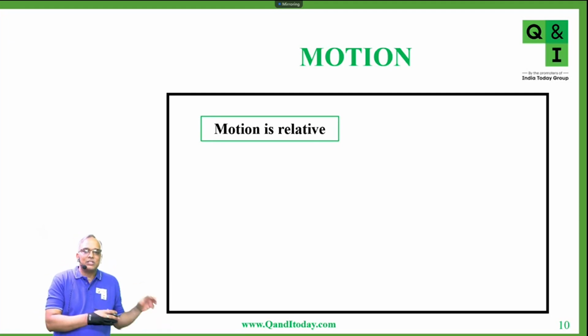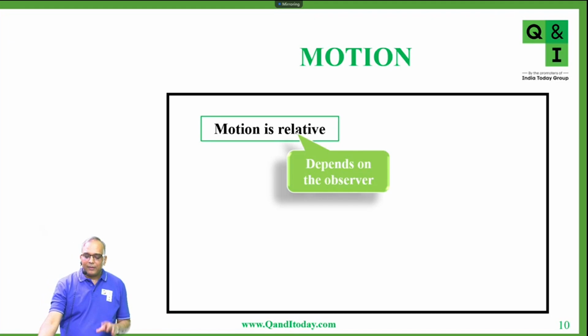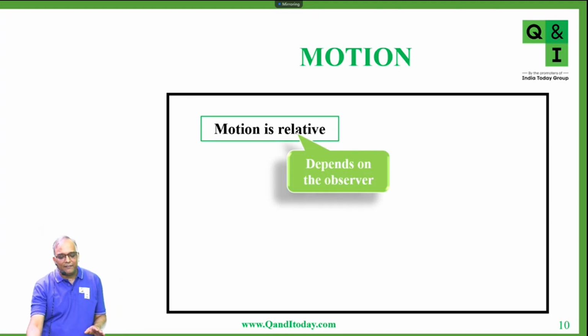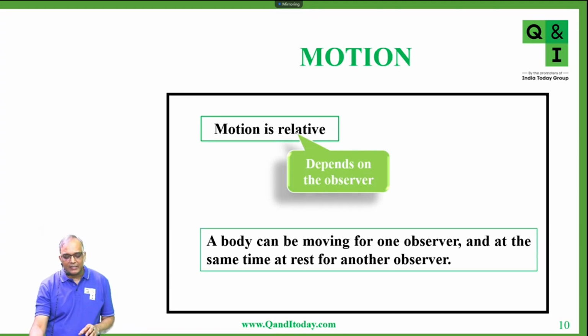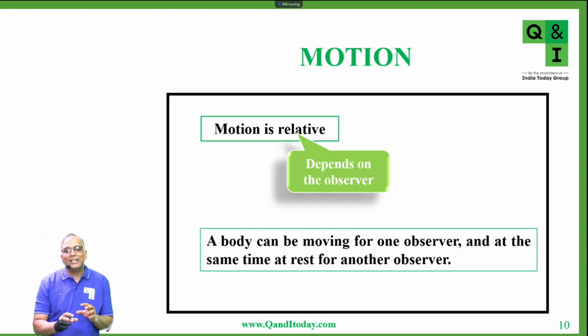And when he is outside the train, he'll observe the same passenger who is sitting inside the train to be in motion. So again, motion is relative and it depends on the observer. A body can be moving for one observer and at the same time at rest for another observer, right? So this is what it means when I say motion is relative.